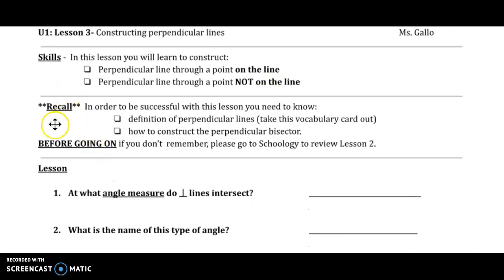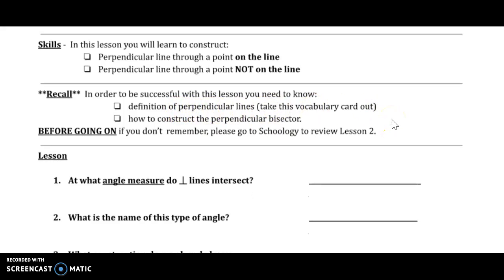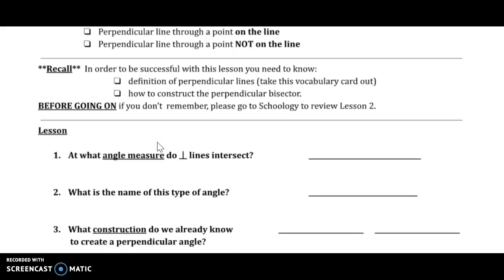In order to be successful with this lesson, you need to know the definition of perpendicular lines, so I recommend you take this vocabulary card out. And you also need to know how to construct the perpendicular bisector. Before going on, if you don't remember either of these two things, please go to Schoology and review Lesson 2.